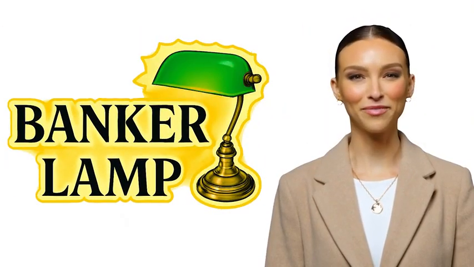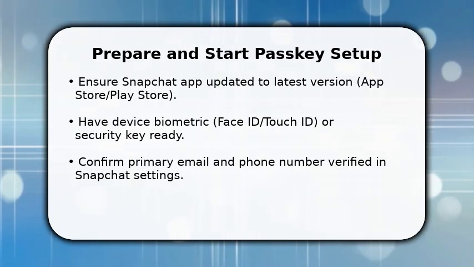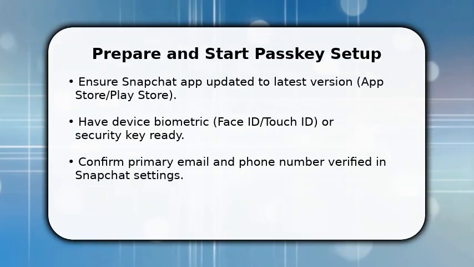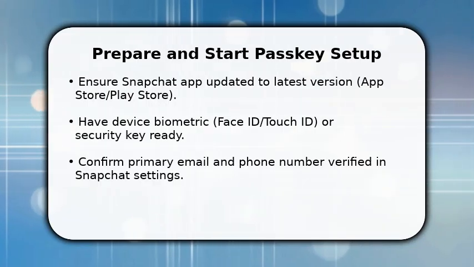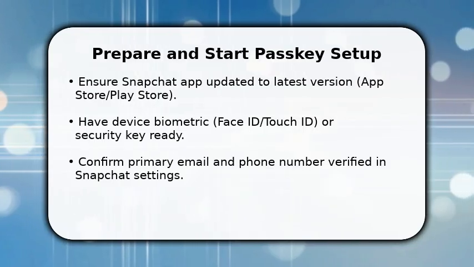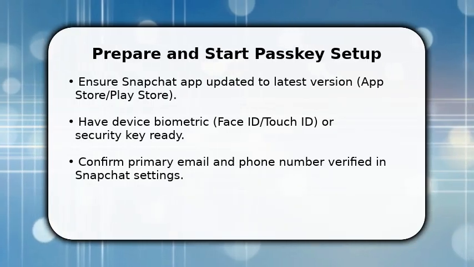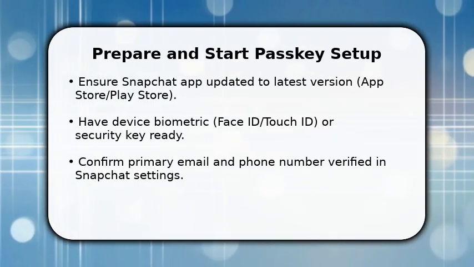Please enjoy the video. You'll begin by opening Snapchat and going straight to Settings, Logins, and Security. You need an up-to-date app and a biometric or hardware security key available. This is why we prepared them. Tap Passkeys and choose Create New Passkey to start. Once done, Snapchat will prompt biometric verification or a hardware prompt.